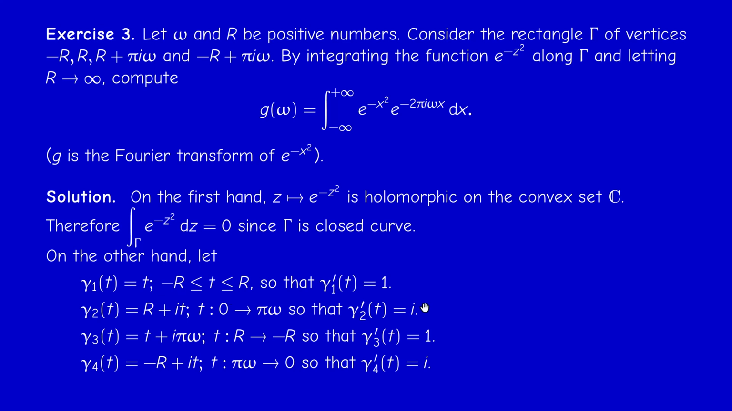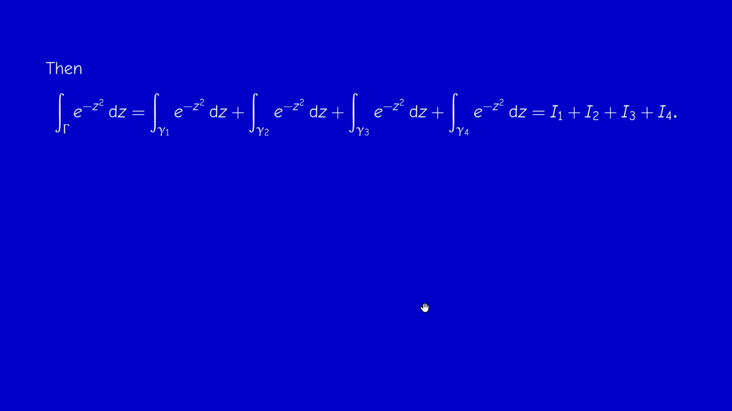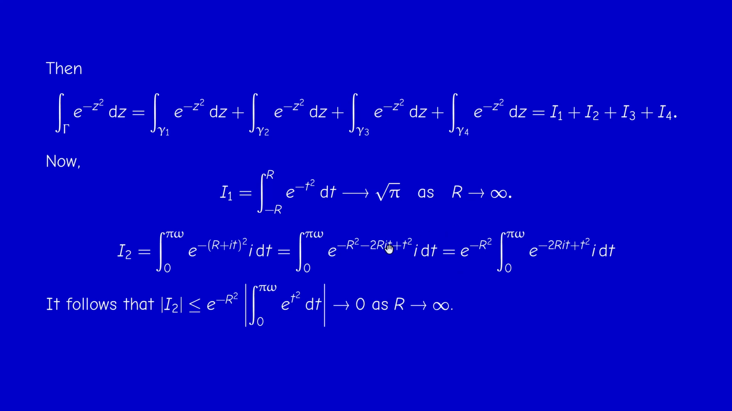Okay, so now let us evaluate each integral. There are 4 of them. I call the first one I1, second one I2, I3, I4. Now the first one, straightforward, is the integral from minus r to r of e minus t squared. Just replace gamma 1 by t. Gamma prime is 1, so this is straightforward computation. And we know that this converges to radical pi as r tends to infinity. So don't try to compute it. Second one, we also have an estimate. You cannot compute it explicitly, but you can do an estimate.